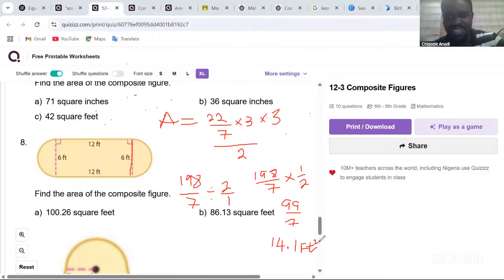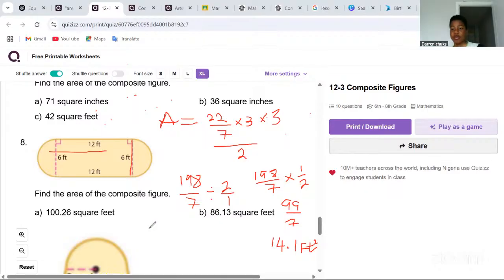Square feet, right? So we now know the area of these two plane shapes. What do we need to do? We need to add them up, right? We have the two semicircles already, that'll be 14.1 plus 14.1, which is 28.2. So what is 28.2 plus 72?